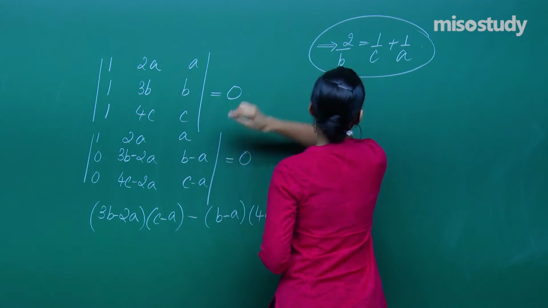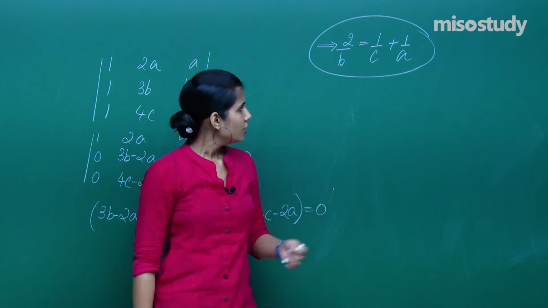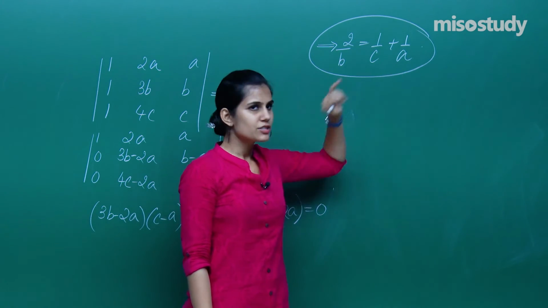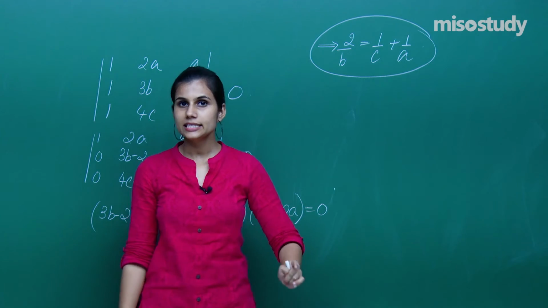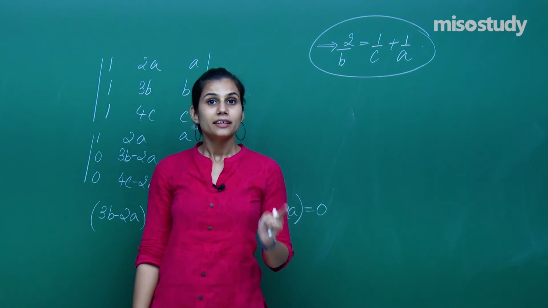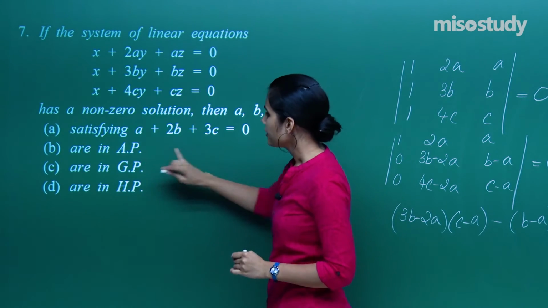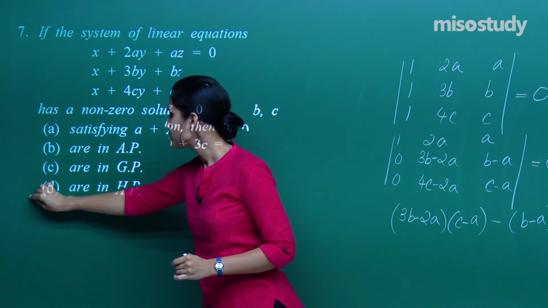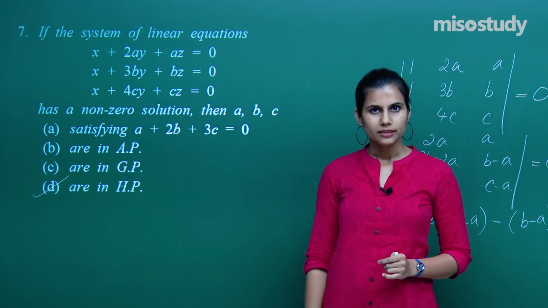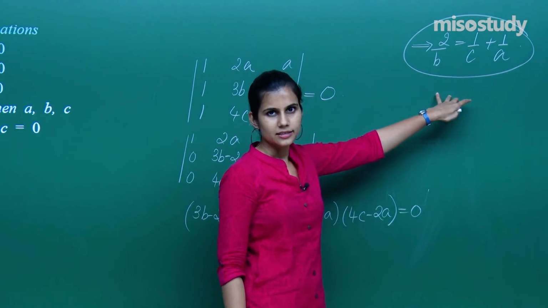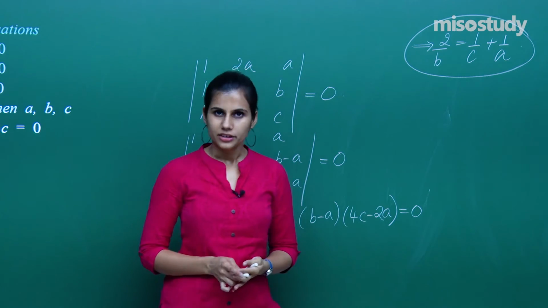And what is the meaning of this? Twice the reciprocal of B is the reciprocal of A plus the reciprocal of C. That means A, B and C are in HP. It is being asked whether A, B, C are in AP, GP or HP. The answer is they are in HP. Clear? You can very easily solve this, directly get this answer and conclude A, B, C are in HP.